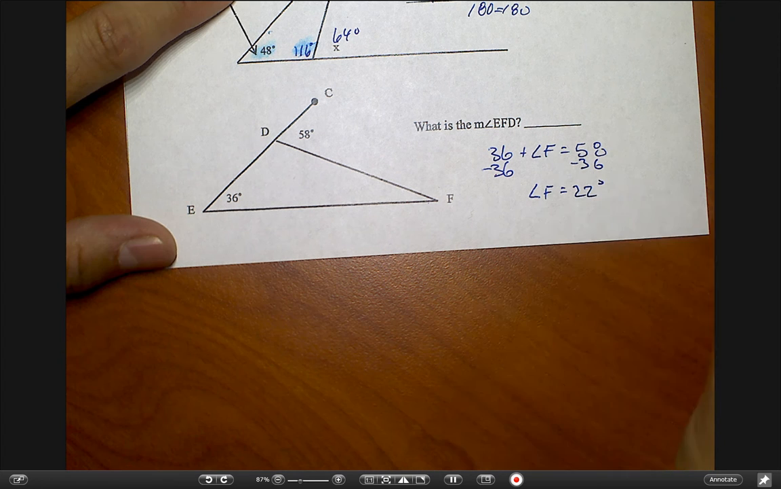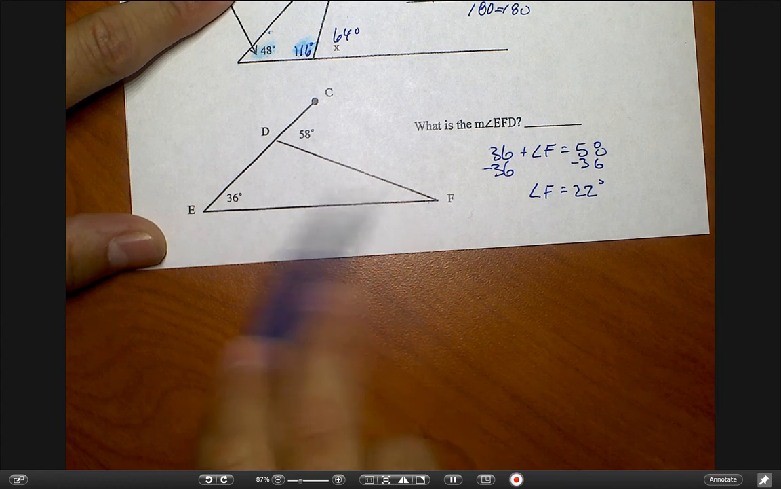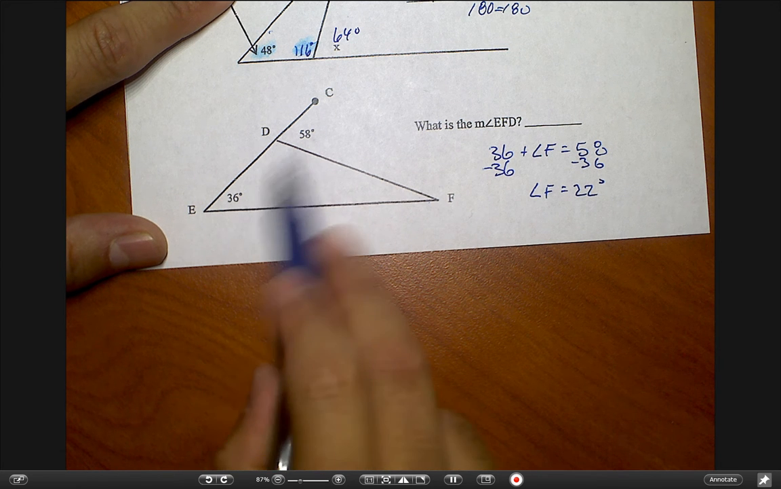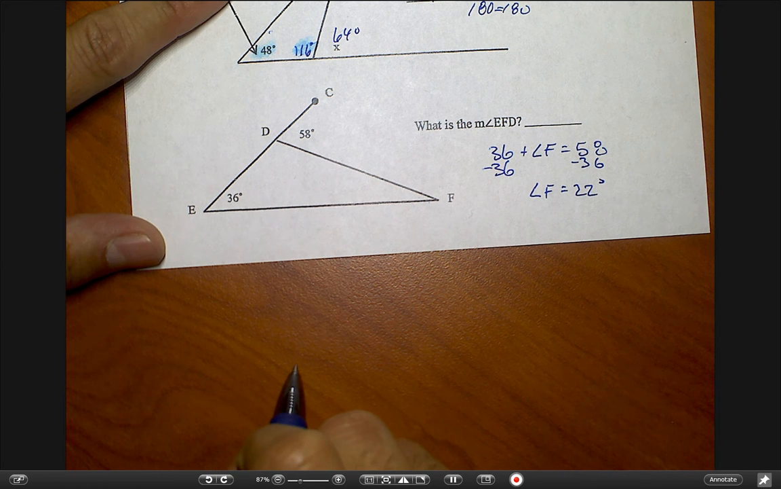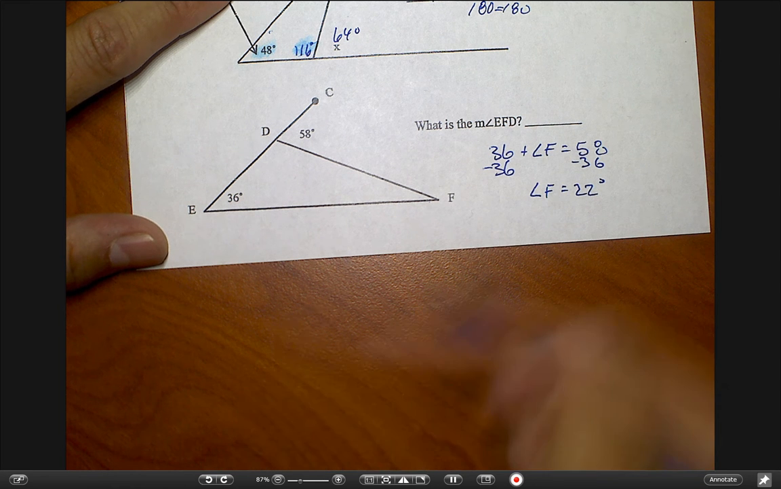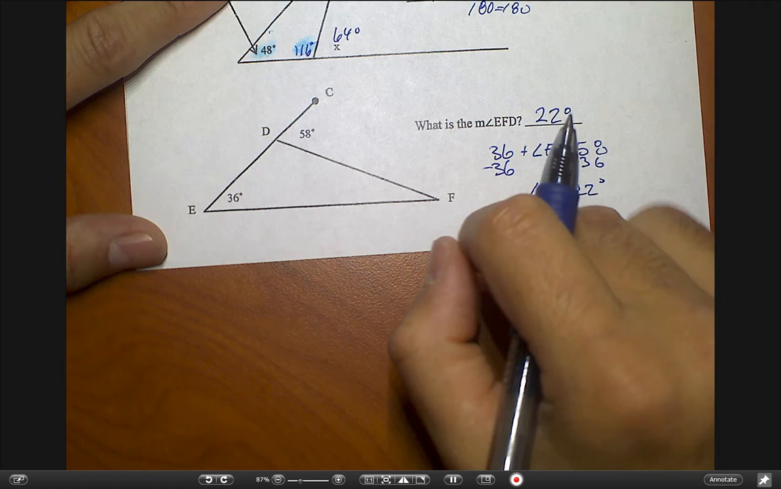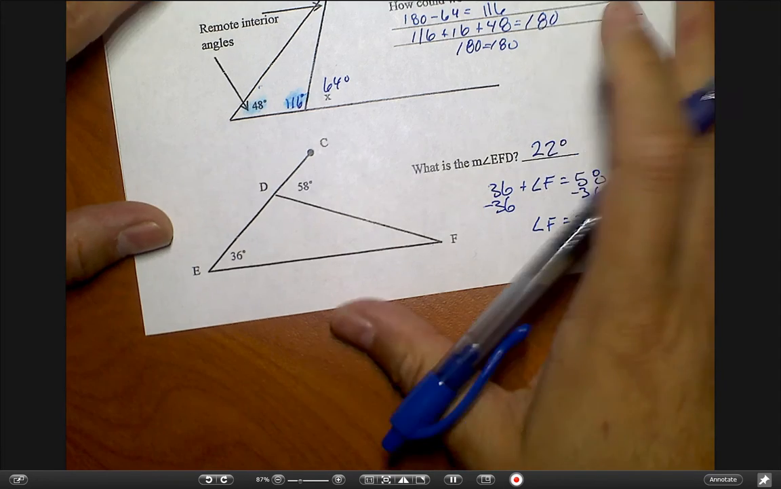22 degrees. So is that easy? So we could even solve inside angles if we have enough information. Pretty easy, right? Okay, so I'm going to put 22 degrees right there. Okay, so let's take a look at our practice that we're going to do on this.